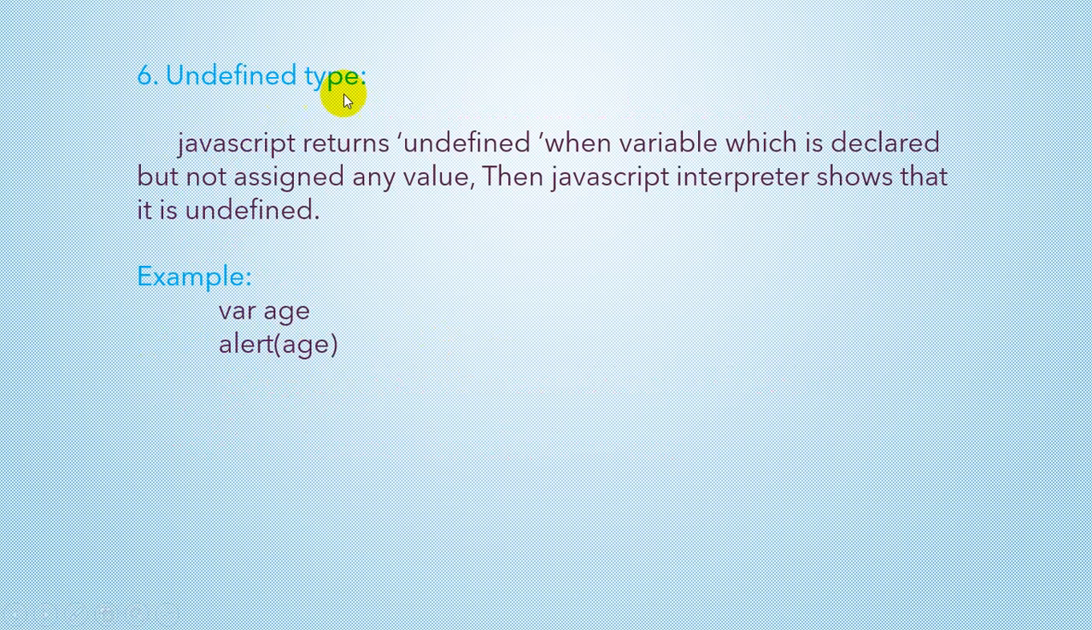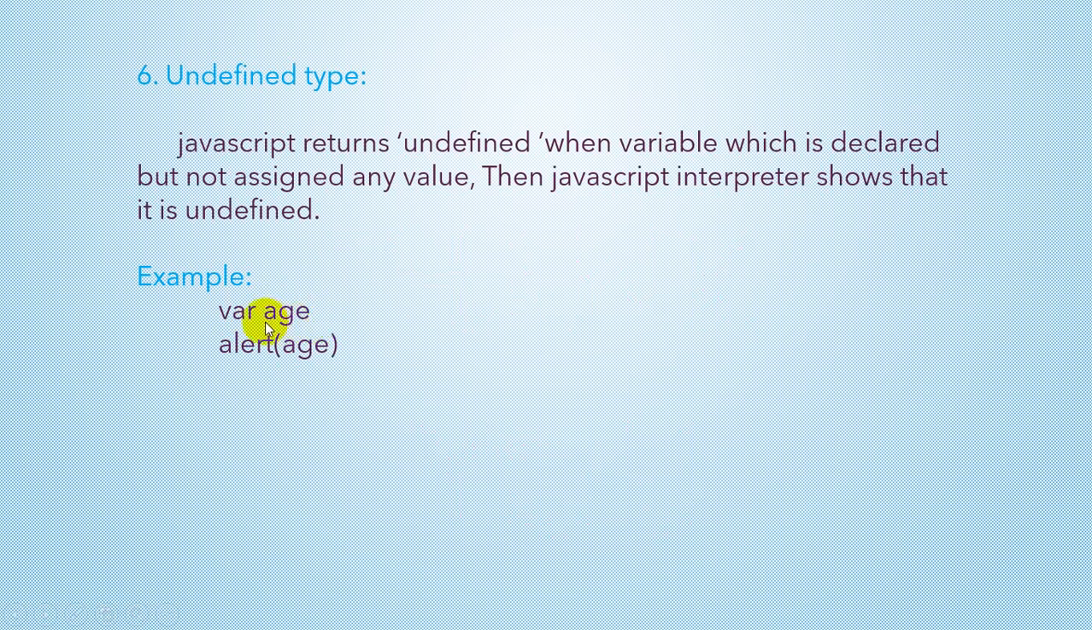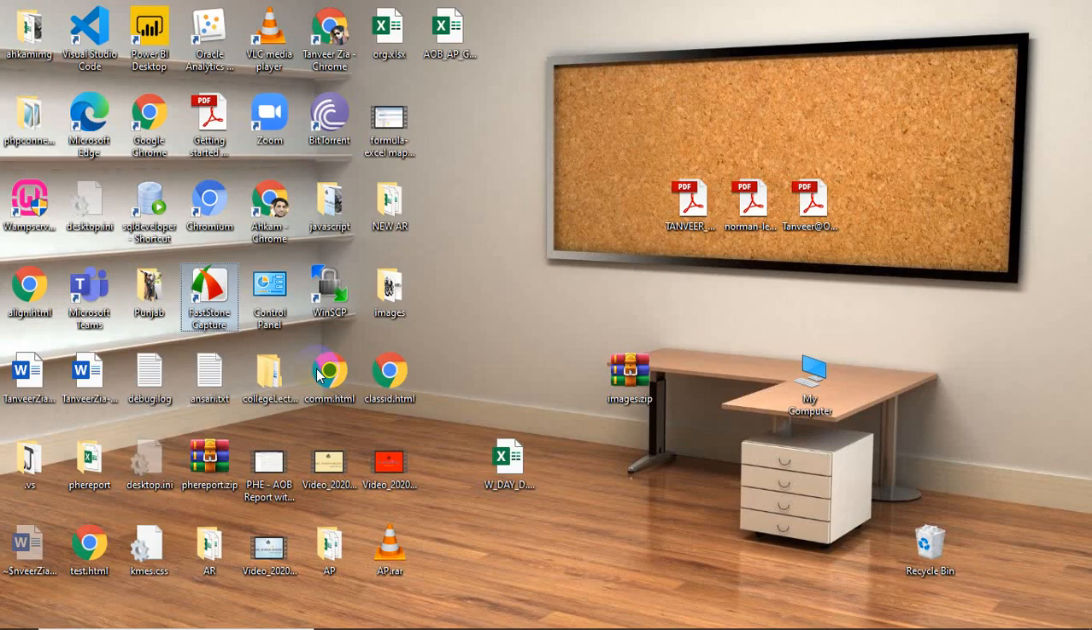What is meant by undefined? As the name says, undefined means we have not defined any value for a particular variable, and now you are going to access that value. For example, I have declared a variable called var age. The name of the variable is age and var is a keyword. Now I am going to write alert age. This will display an alert box requesting the value of age, but you have not defined it. I want to show you this.